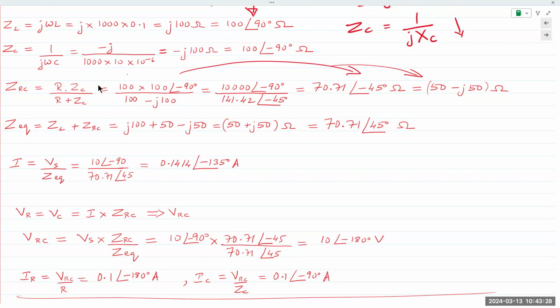ZEQ is ZL plus ZRC. So ZEQ has a value of 50 plus j50 ohms, or in polar coordinates, a magnitude of 70.71 with a phase angle of 45 degrees. And that's how I found my ZEQ.